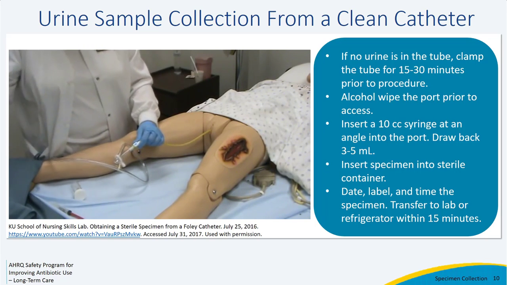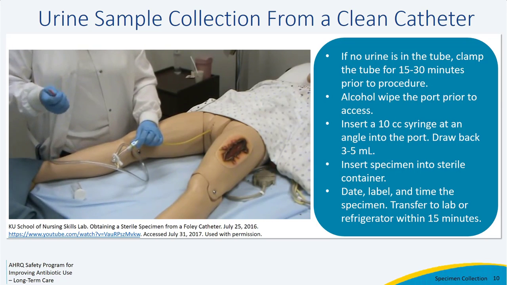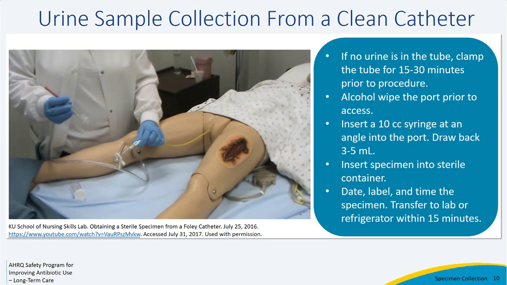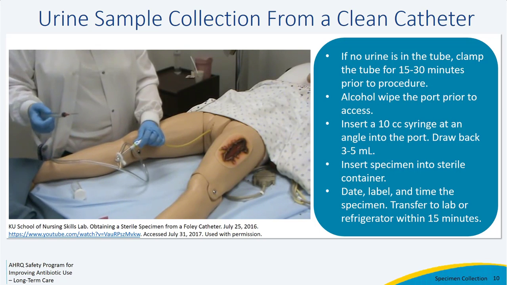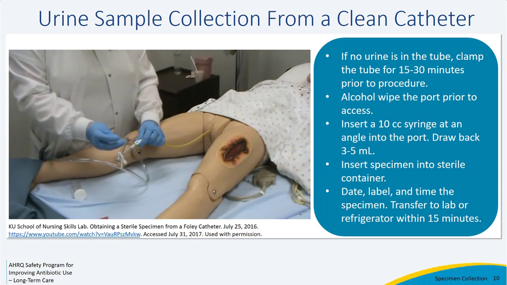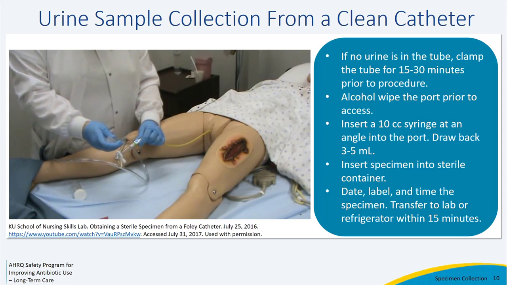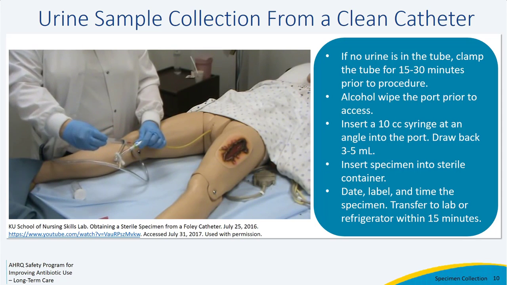Circular motions. Let it air dry for a minute. And take a 10 cc syringe with a 25 gauge needle on it. You want to insert it at an angle. I'm using a larger needle at this point so you can visualize it. Once you get it in at an angle, then you draw back the desired amount. Usually it is 3 to 5 mL.